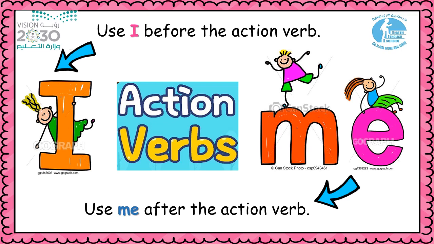Okay, now look at the two pronouns I and me. Use the pronoun I before the action verb, always and forever. In the beginning of the sentence, you always start with the pronoun I, okay? Before the action verb. Use the pronoun me after the action verb, in the middle of the sentence or in the end of the sentence.